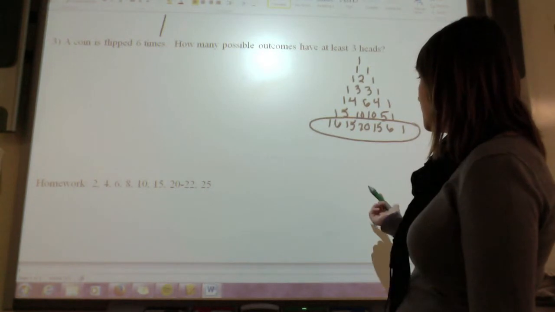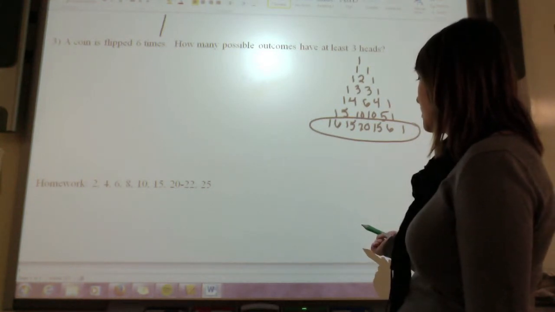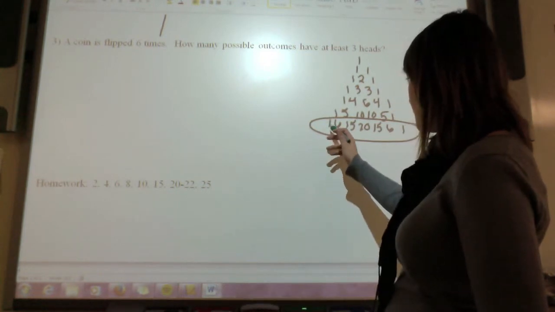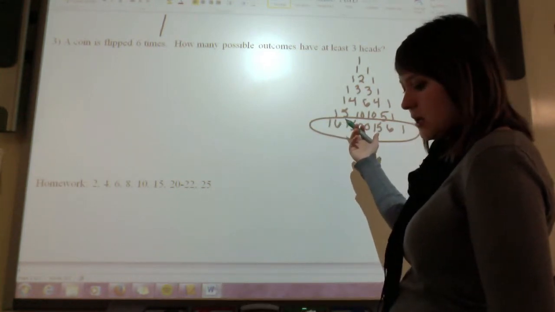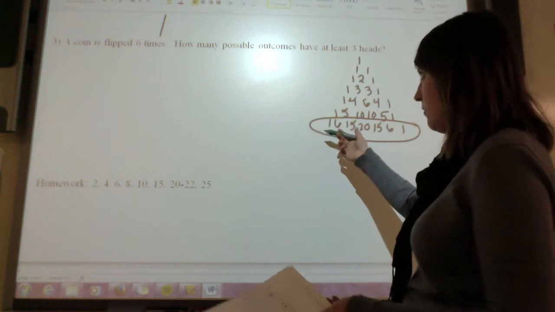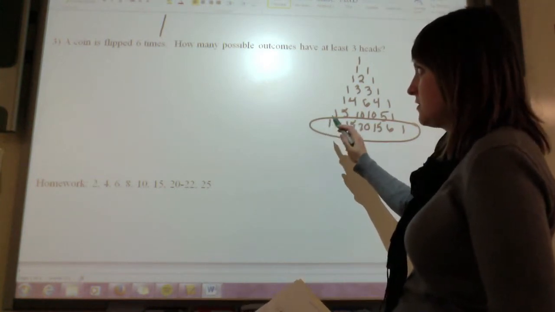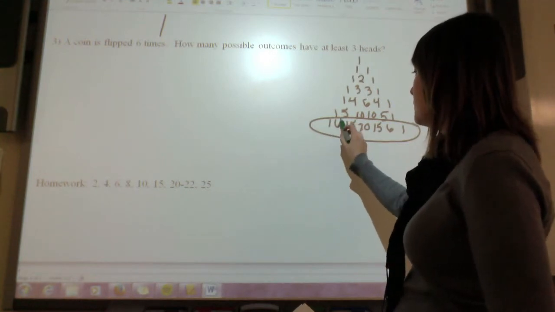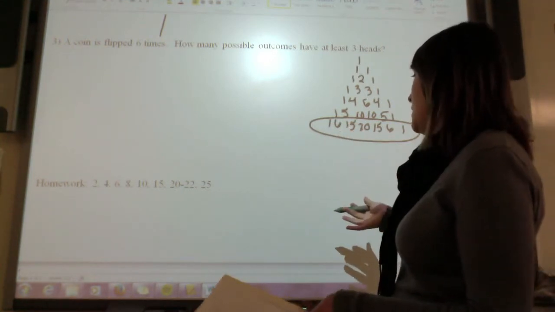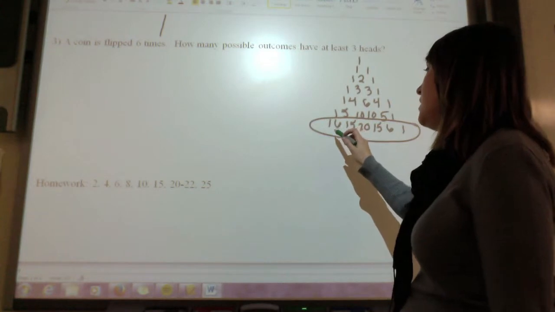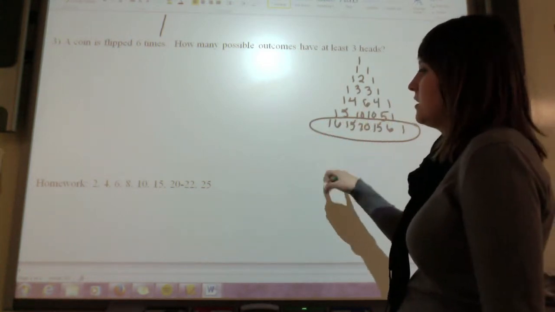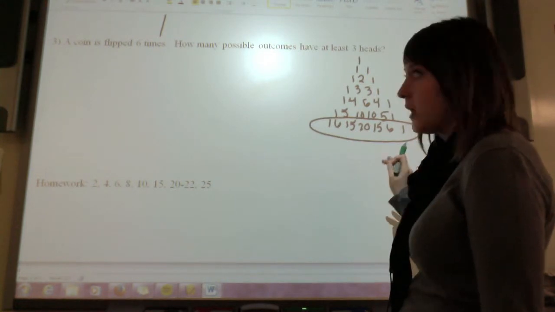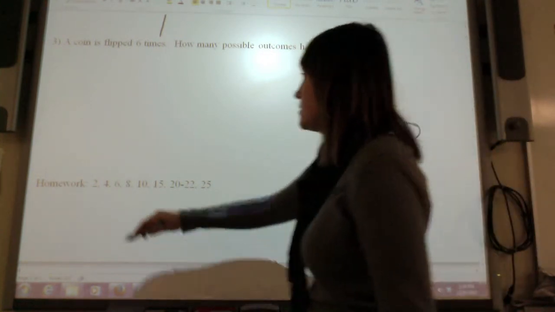So basically what that tells me is that this could be like getting 0 heads. So if I got tails, tails, tails, tails, tails, tails, there's one way that I could do that. This would be like getting 1 head. So I could get a head first, or I could get a head second, or third, or fourth, or fifth, or sixth. But there's only 6 ways that I could get 1 head. Okay? So I'm just going to write that out.